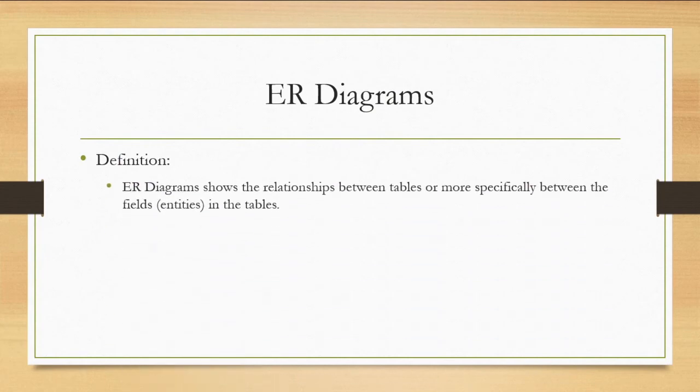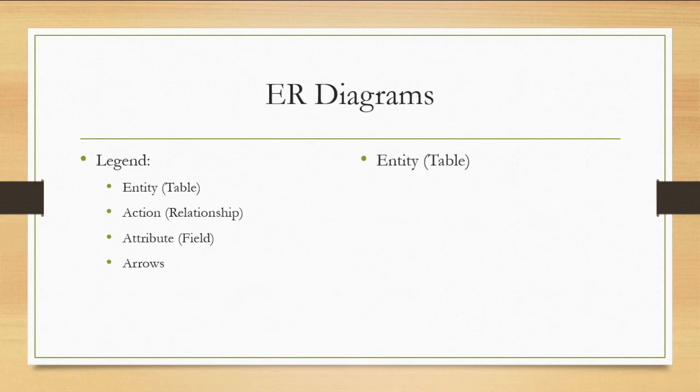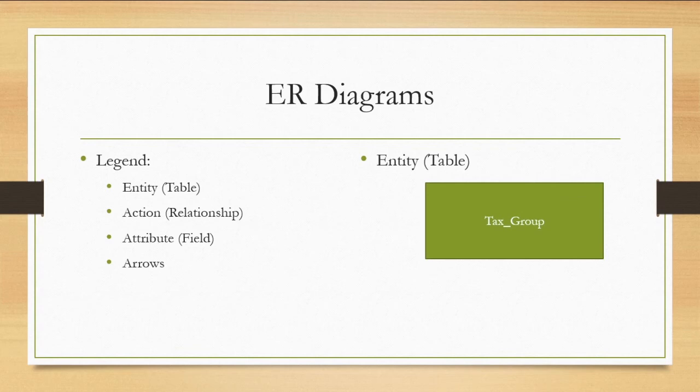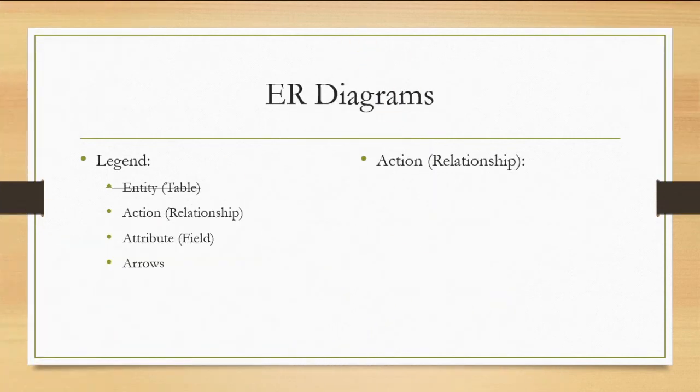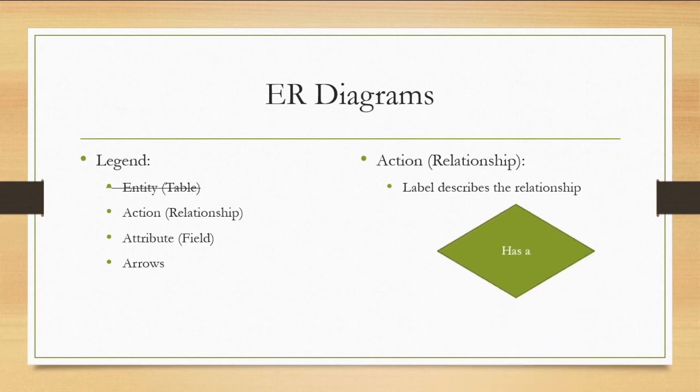Definition: an ER diagram shows the relationships between tables, or more specifically between the fields or entities in the tables. An ER diagram shows the logical structure of the database or databases. Let's look at the legend, or the diagram properties. So our table is a rectangle. Our action or relationship is defined by a diamond, and the label describes the relationship, so it has this type of relationship. This table has a relationship with that table.